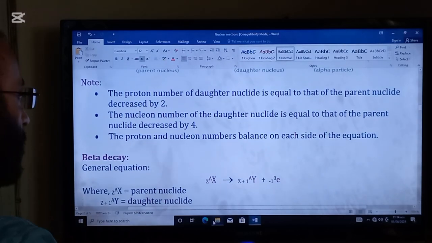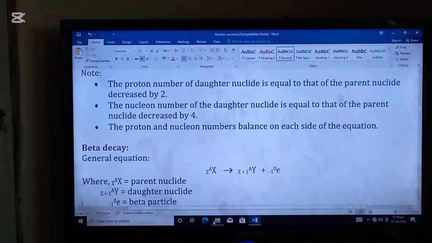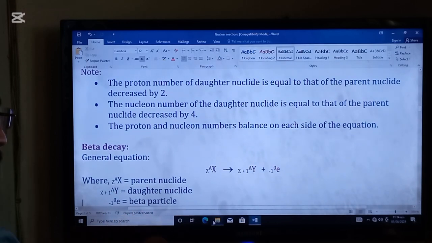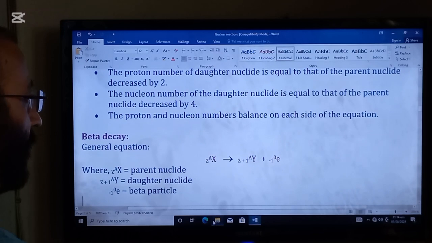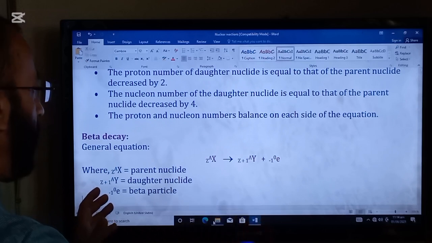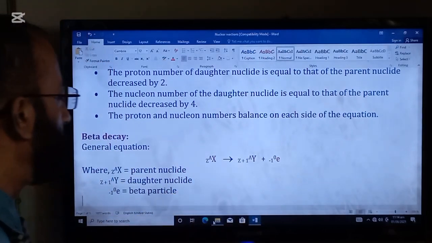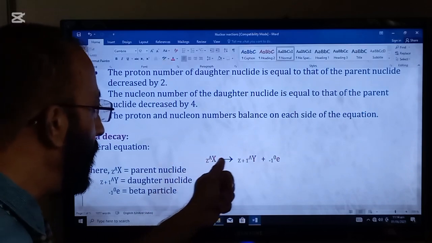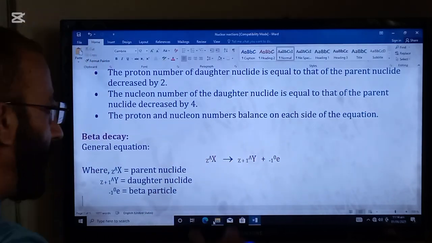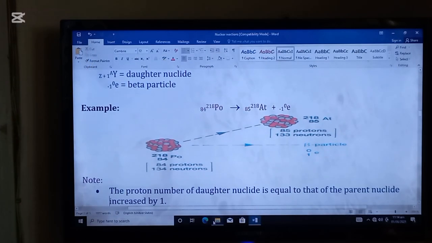Beta decay. The general equation is this one, where Z X A is the parent nuclide, Z plus 1 Y A is the daughter nuclide, and minus 1 e 0 is the beta particle. In this you can see when a substance decays under beta decay, the proton number is increased by 1. The nucleon number remains the same and a beta particle is emitted. Example is here.